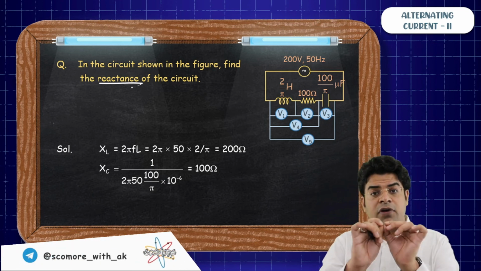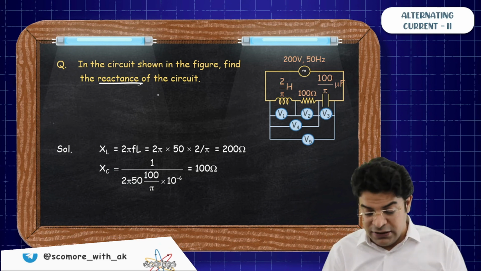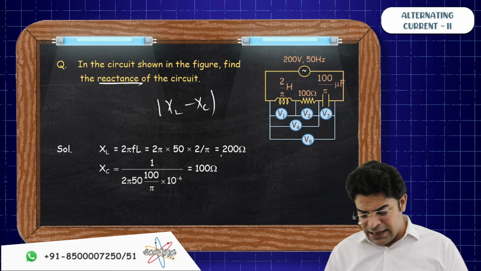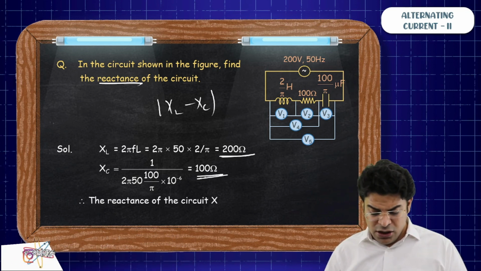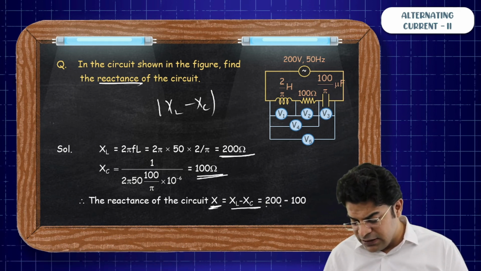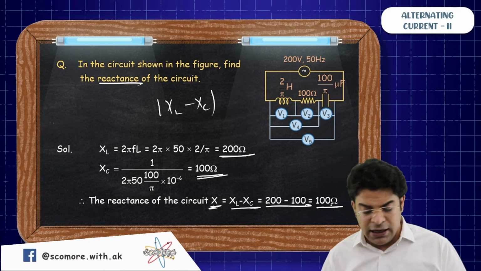Now what is the reactance of the circuit? For a series LCR circuit, the reactance is nothing but mod of XL minus XC. Here we can say that XL is greater than XC. So the reactance of the circuit will be mod of XL minus XC, that will be 200 minus 100, that will be 100 ohm.